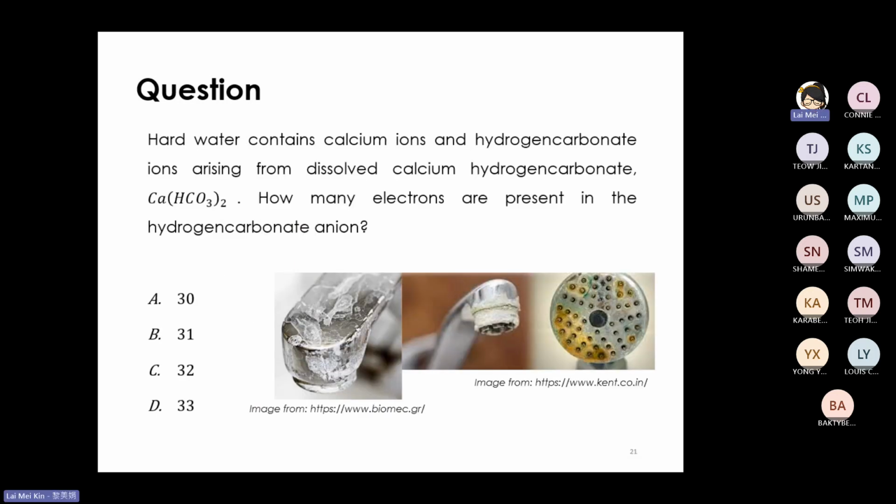Okay, try this. Hot water contains calcium ions and hydrogen carbonate ions. So this is the formula, calcium hydrogen carbonate. How many electrons are there in the hydrogen carbonate anion? Okay, try this, I challenge you.